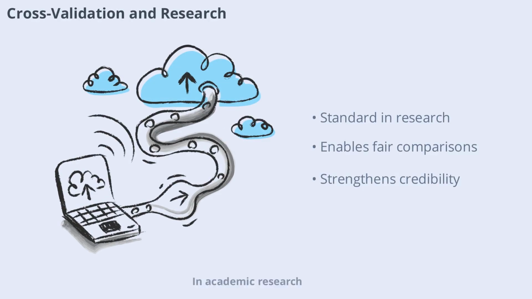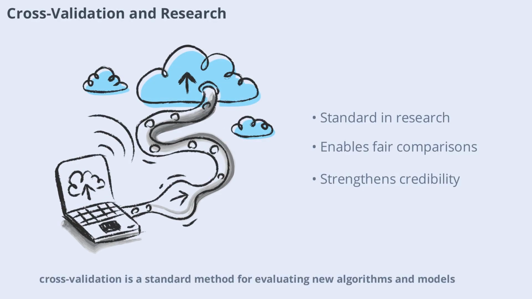In academic research, cross-validation is a standard method for evaluating new algorithms and models. By providing a fair and unbiased assessment, it allows researchers to compare results across studies and advance the field of data mining. Proper use of cross-validation strengthens the credibility of research findings.